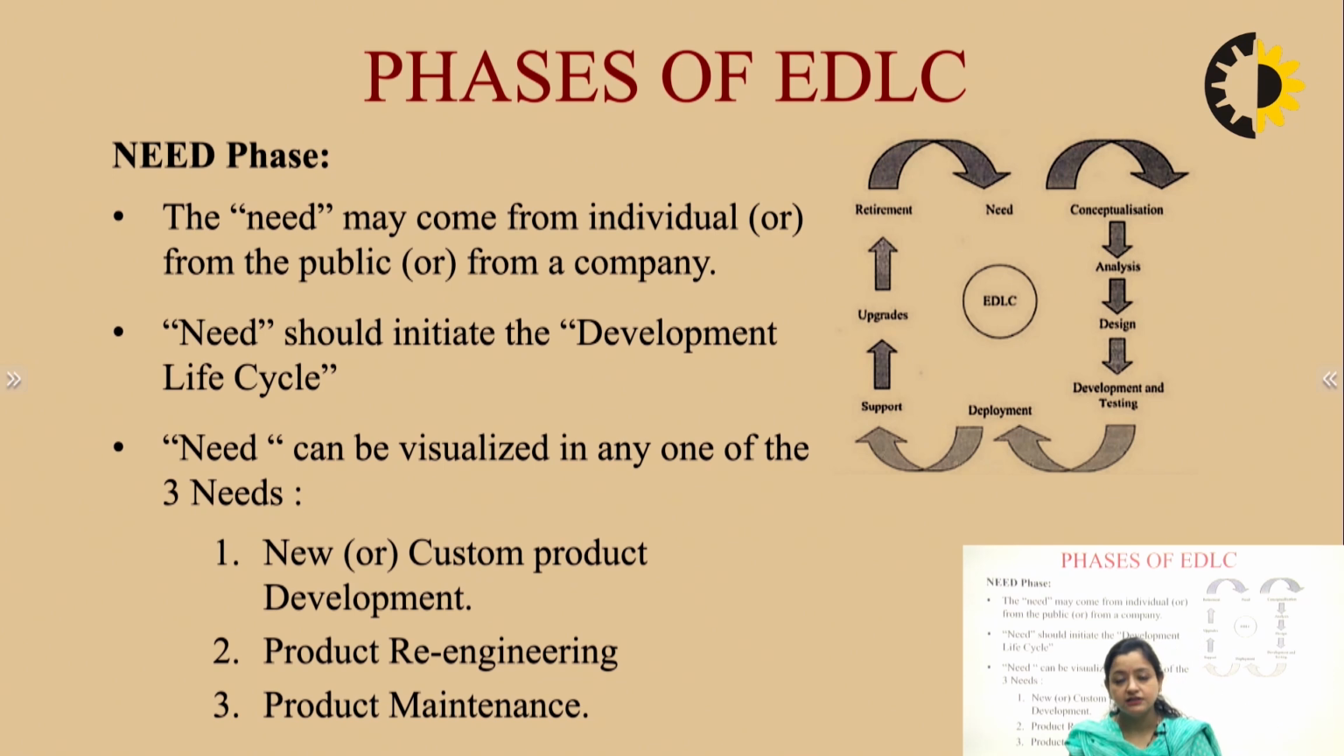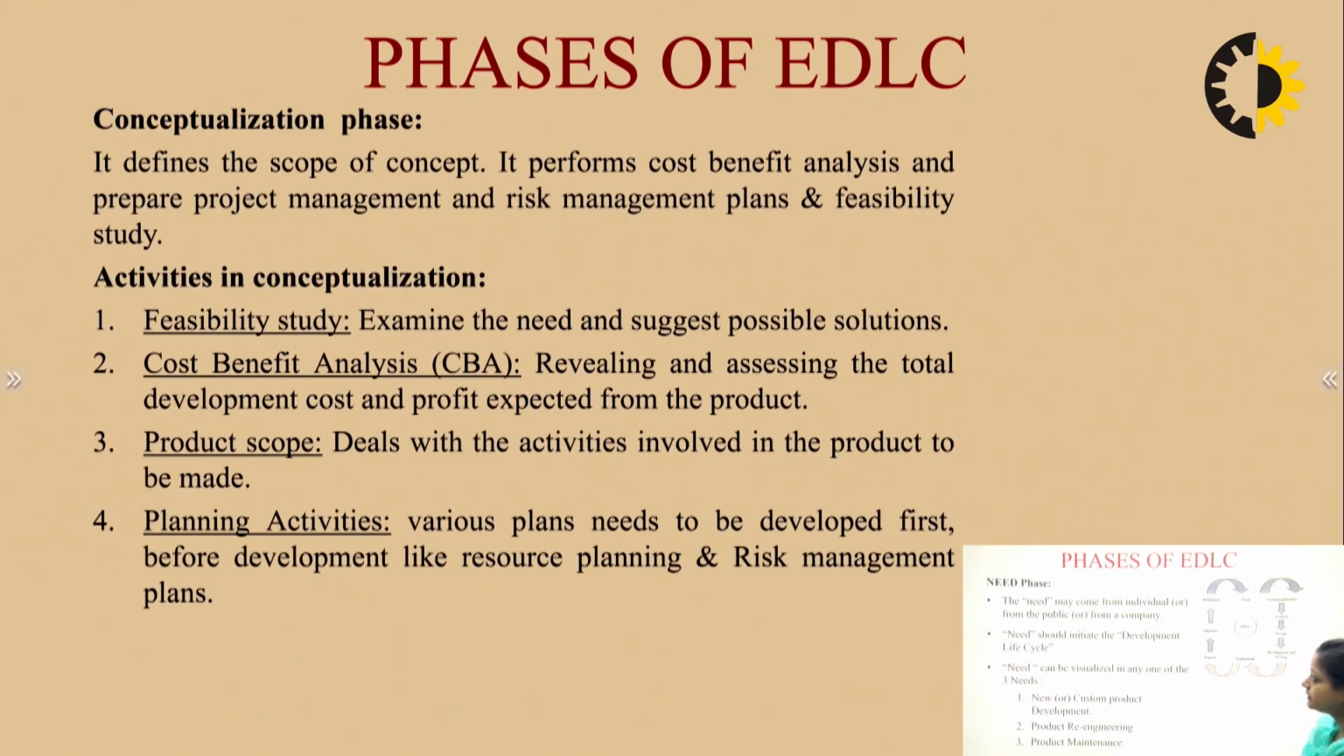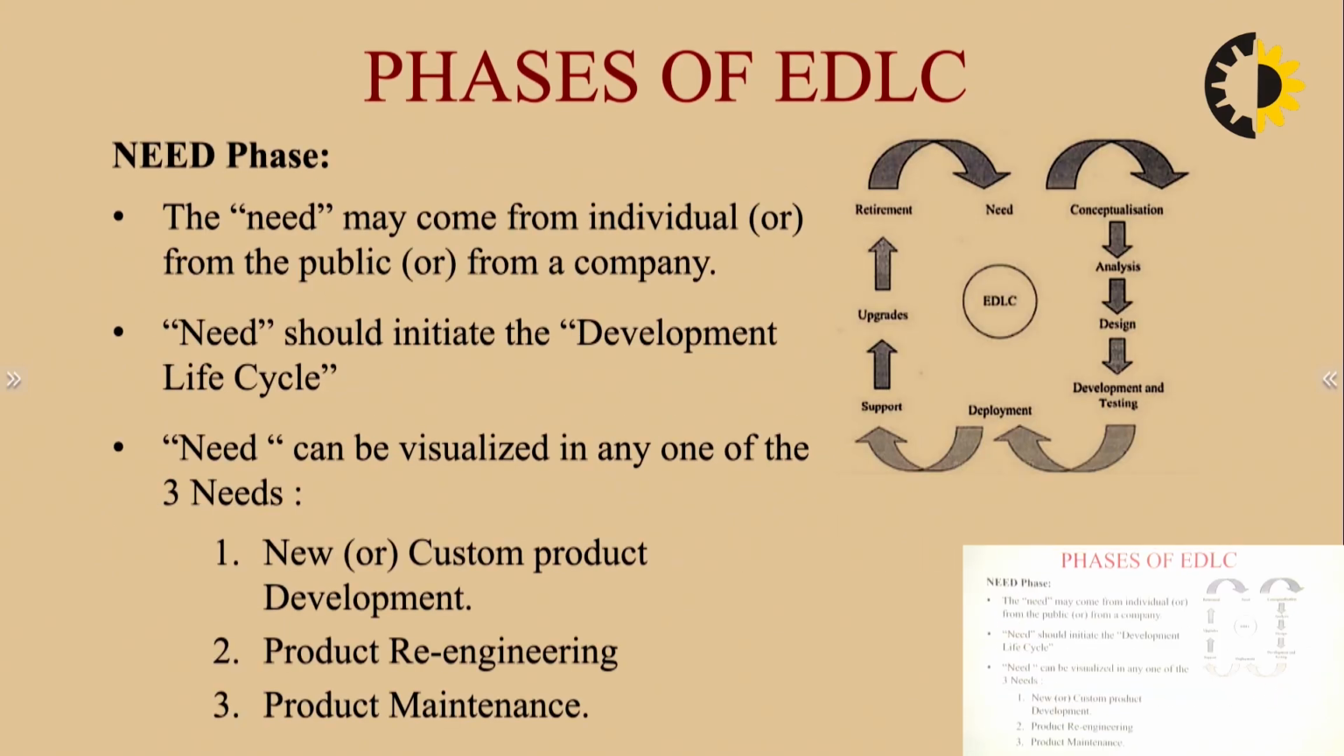The first type of need is when there is a need of an entirely new product in the market, an entirely new category. Okay, next, when a product is already existing and some upgrades or re-engineering is required in that. And the third one is regarding the maintenance, product maintenance. Then after need, you can see here, this is the need section. Then after need, we move to conceptualization.